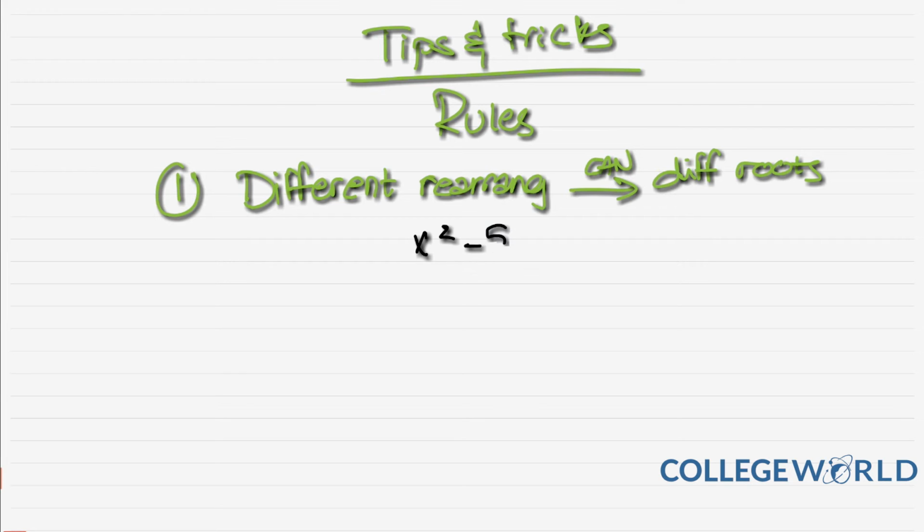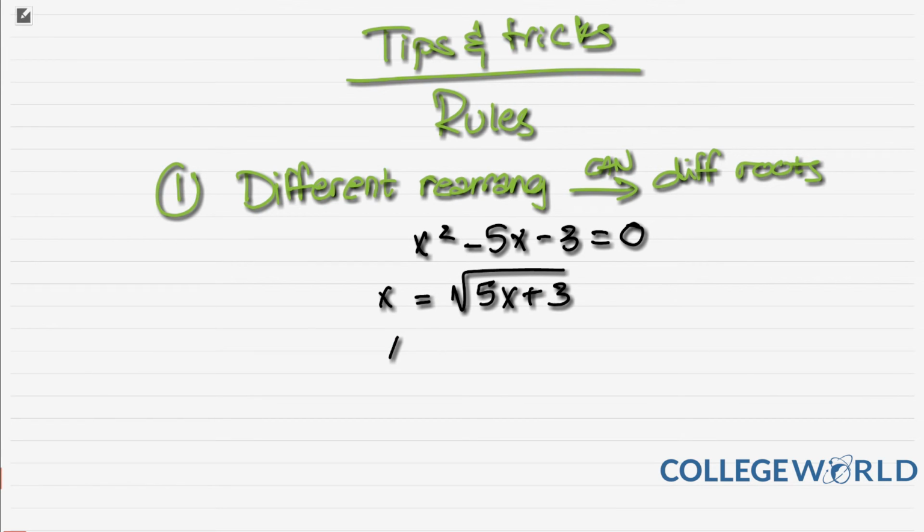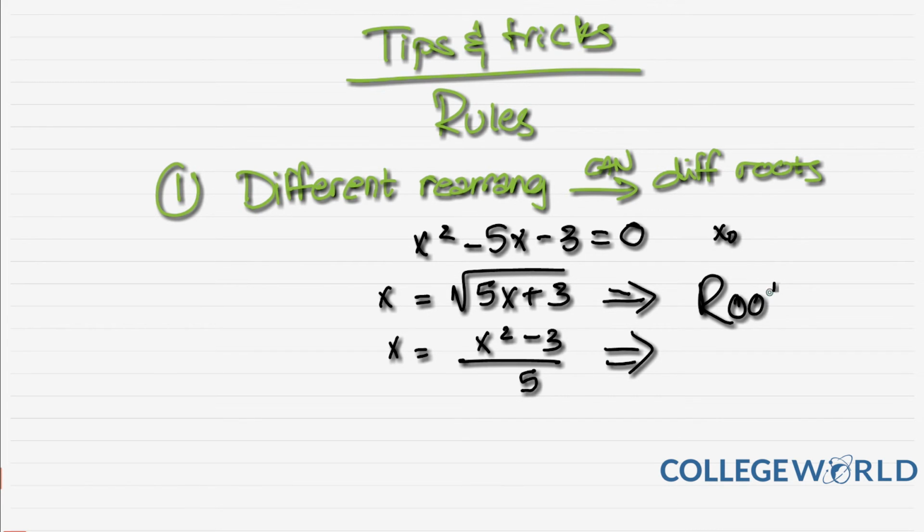In other words, if you have the equation x squared minus 5x minus 3 equals 0, it can be written as x equals radical 5x plus 3, and it can also be written as x equals x squared minus 3 divided by 5. It can be written in both ways, but if you want to use the same x0 and solve it, they can give you different roots. You can solve it and check yourself. So this is one rule you need to know. Just because you have the same f of x, it doesn't necessarily give you the same root.